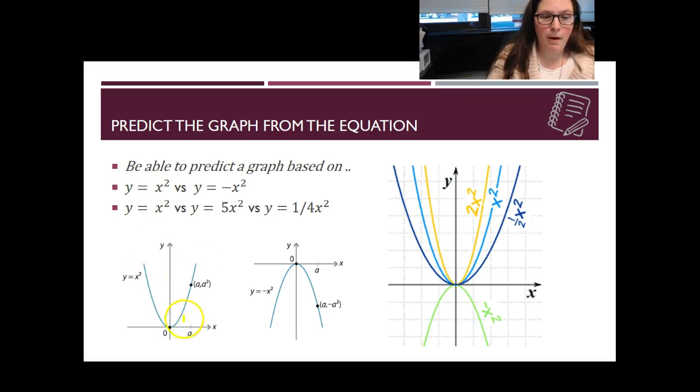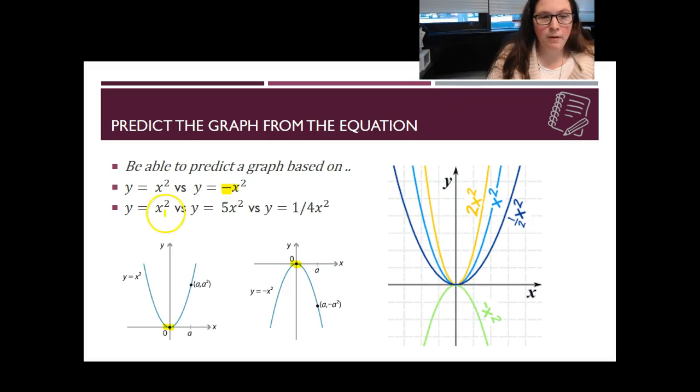That's our regular parabola. However, if that coefficient in front of x squared is a negative, then our parabola flips. It's essentially an upside down parabola. So you'll see on there, this would be a negative x squared, and my vertex now becomes the maximum point instead of here where it's the minimum point.